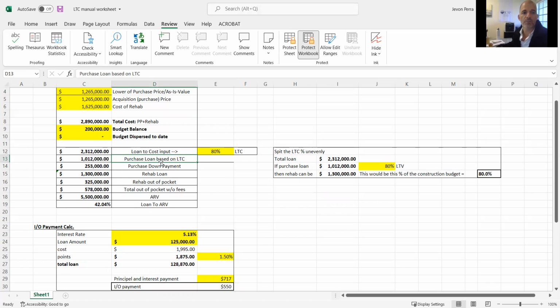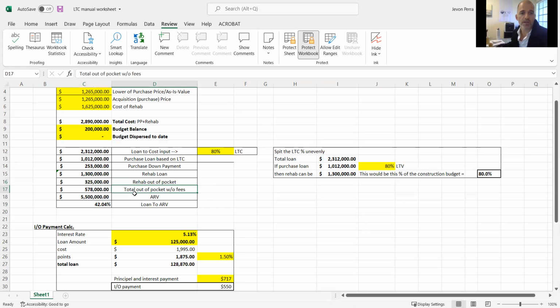The purchase loan based on 80%, so 80% of the purchase price, would be a little over $1 million. The down payment for that, which in this case is 20%, what's left from 80%, is this right here, which would be 253 down. The rehab loan, which is 80% of the total rehab needed, since I have 80%, would be 1.3. The out-of-pocket, which ends up being the 20% of the total rehab budget, is 325.